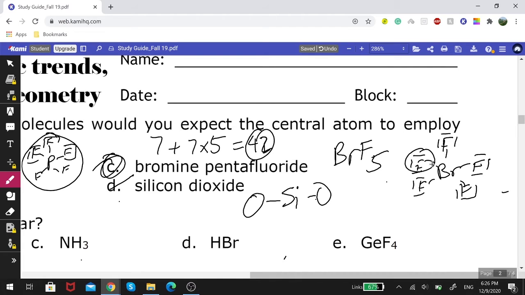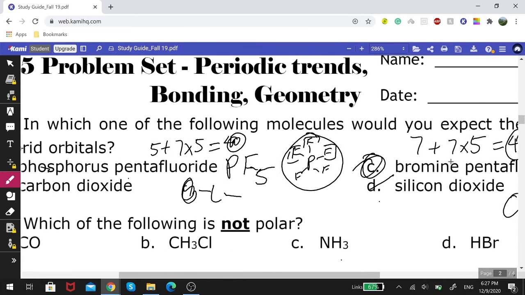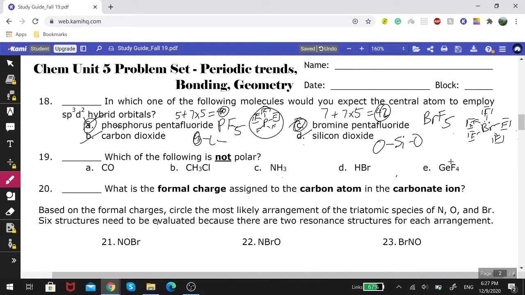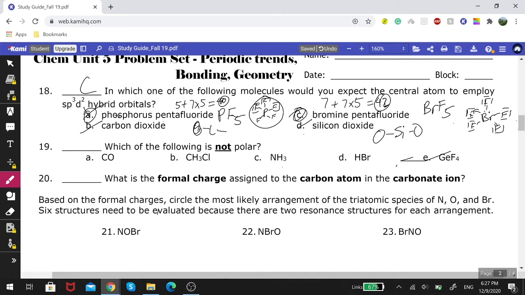Alright, now this one has 8, 8, 8, 8, 8, 40, but we have 42. We have two extra electrons, and that can only go to a lone pair. This means the central Br will have 1, 2, 3, 4, 5, 6 things around it. So this will have the hybridization of sp3d2. So our correct answer here is C, because it has 5 bonds around it plus a lone pair, which makes it 6.